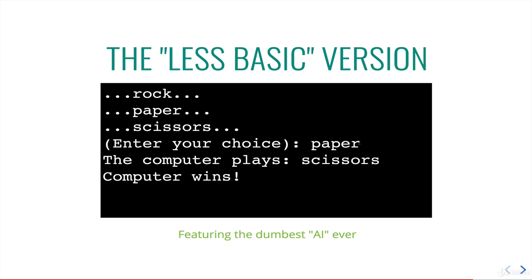So I entered paper, and then the computer picked randomly scissors. So the computer beat me. So the AI, which is a bit of a stretch to call it that, the computer opponent just picks a random move every time. Now the thing is, we haven't learned how to do that. How do you pick a random anything?